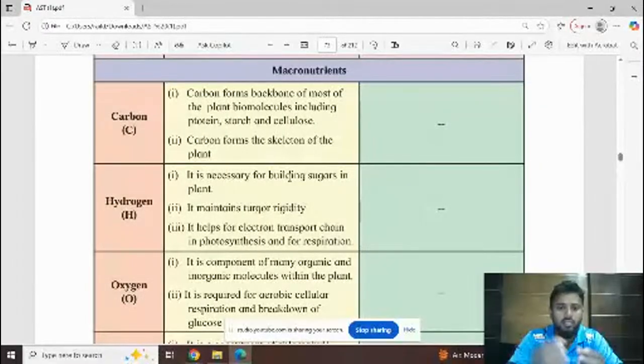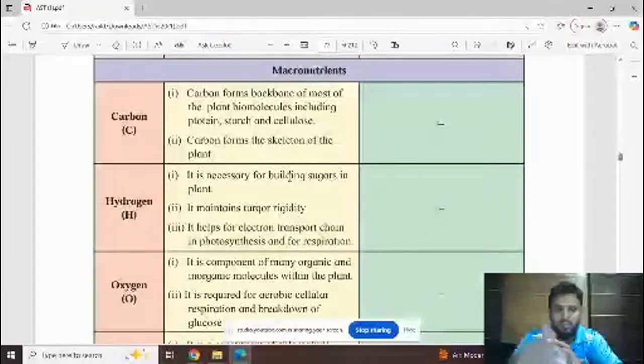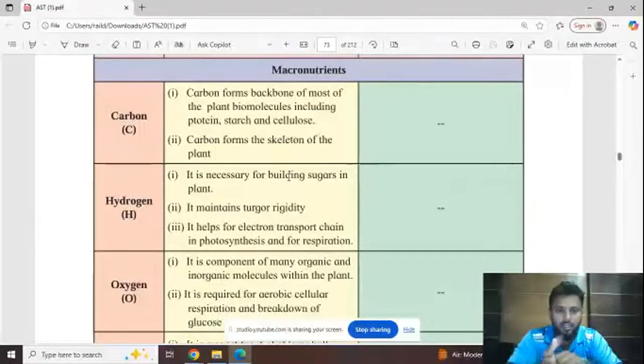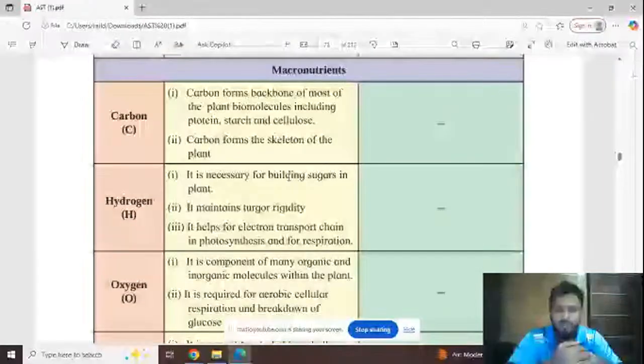Okay, as soon as you burn a little bit of the plants, the branches or the leaves are going to turn into carbon. The second one is hydrogen. It is useful for building sugars. Then it maintains turgidity or turgor rigidity in the plants. They are helpful in the electron transport chain.